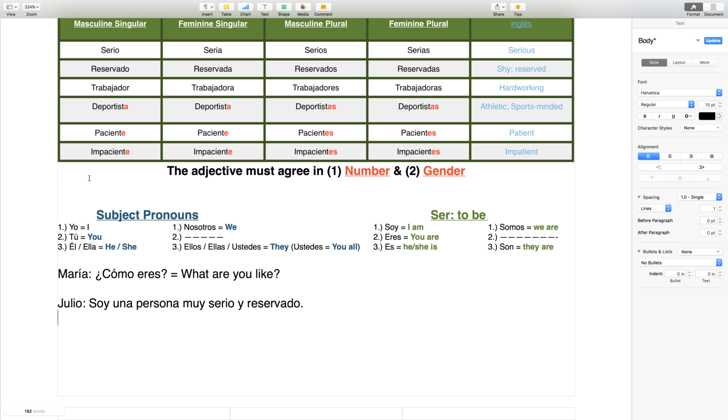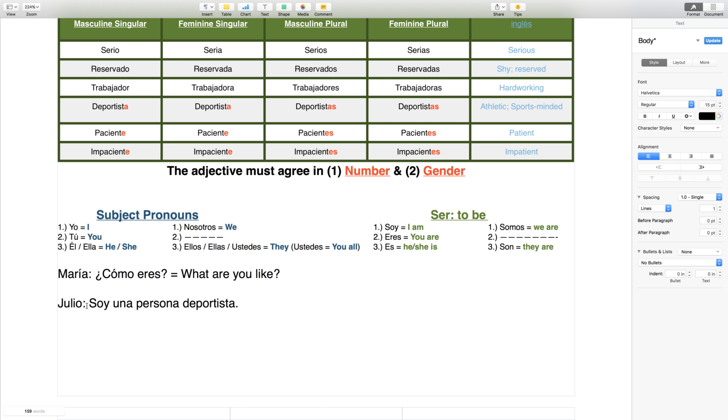Even though he's Julio, he's a guy here, if he's athletic or sports-minded, he would say, soy una persona deportista. And I know that doesn't follow what typically we would do in Spanish with O's and A's, but again, page 7 in your textbook explains all this. If we look at it tomorrow, we will be able to look at that more in depth.